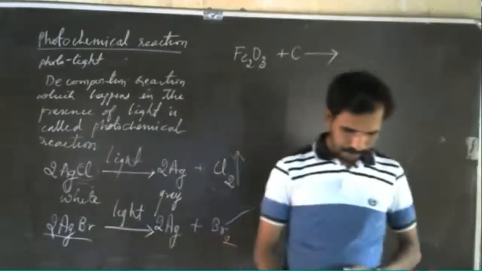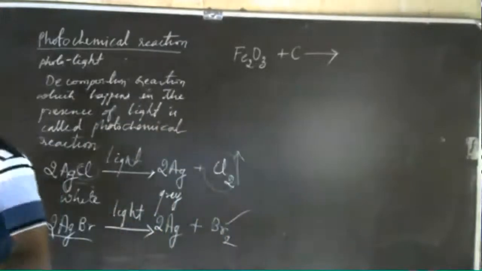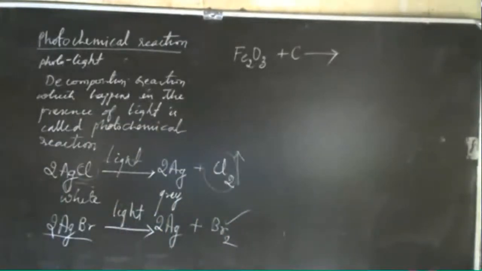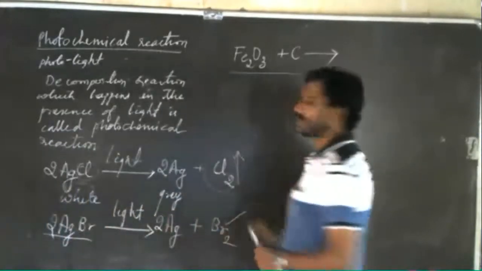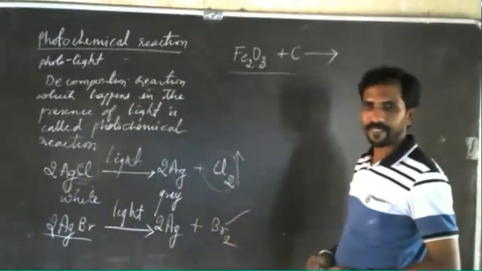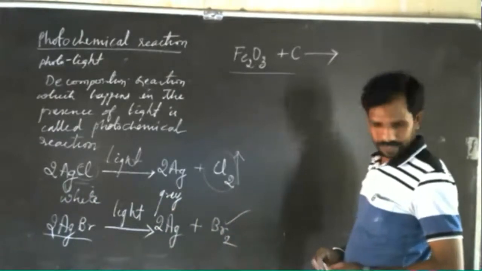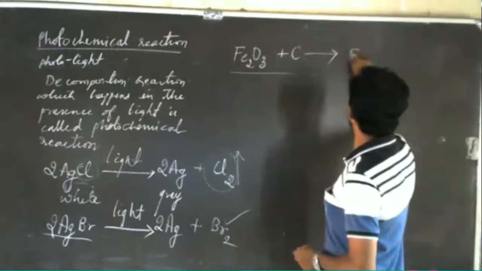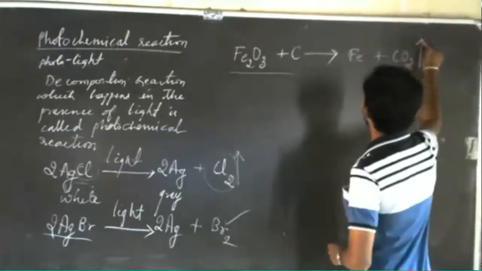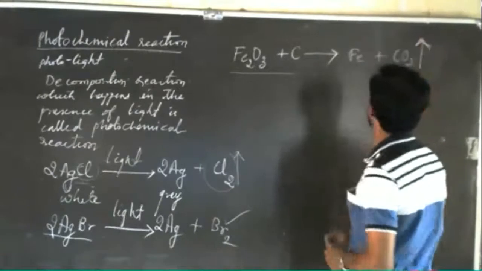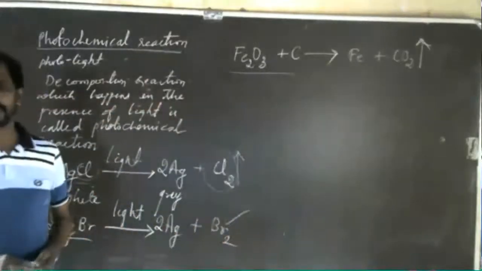So understood? So like that it is. I hope you understood this. It's given in the textbook, go through that. I hope this reaction is completed. Yeah, Ankit is giving the answer. So it is Fe plus CO2. Balance this reaction. Yeah, Anant has already balanced the reaction.